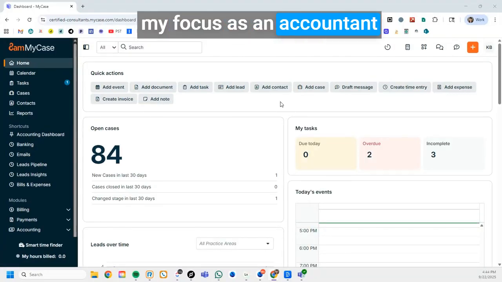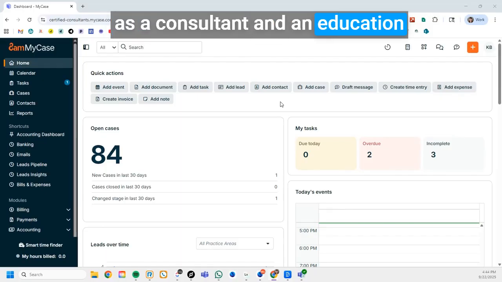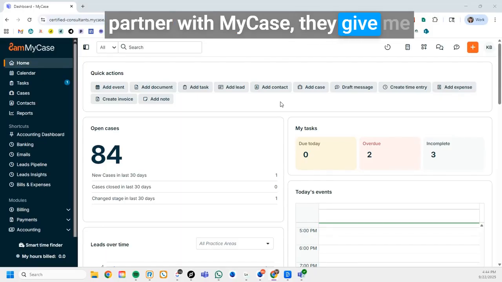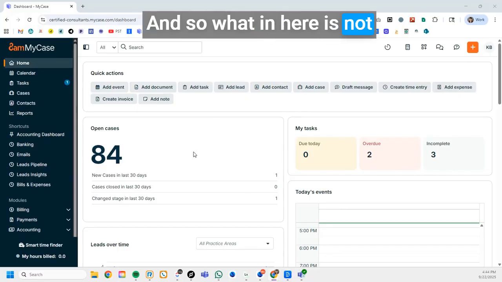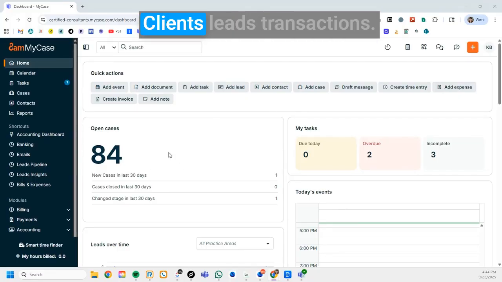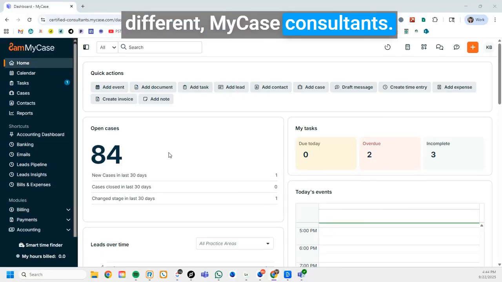My focus as an accountant is on MyCase Accounting. As a consultant and an education partner with MyCase, they give me access to a demo file for MyCase. And so what's in here, there's no confidentiality. These are all fake clients, leads, transactions. It's a demo file accessed by many different MyCase consultants.